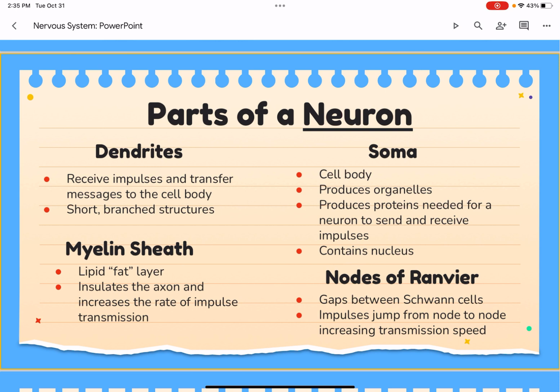Soma is the cell body. It produces organelles, produces proteins needed for a neuron to send and receive impulses, and contains the nucleus. The nodes of Ranvier are gaps between Schwann cells, which we'll talk about on the next slide. The impulses jump from node to node, increasing transmission speed.